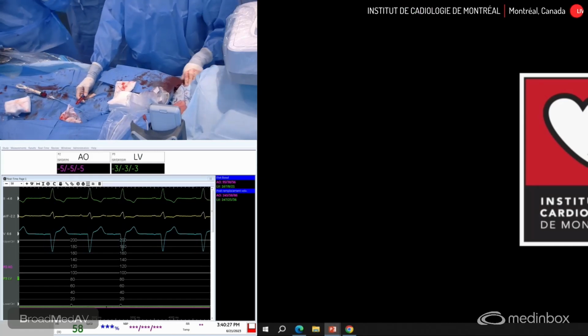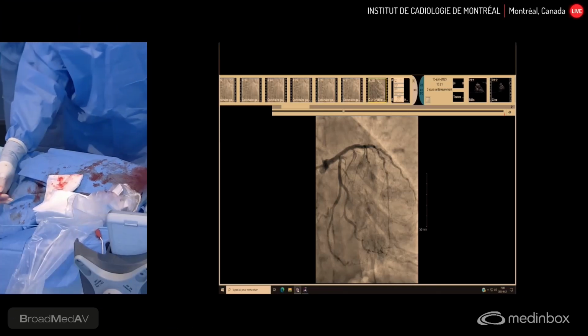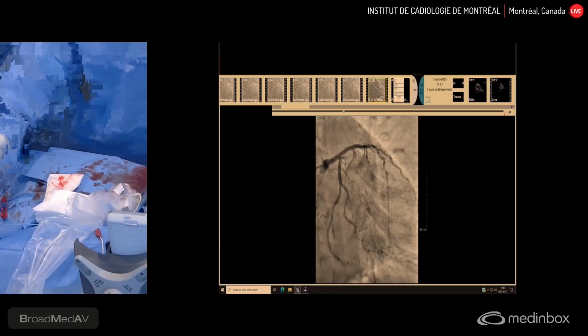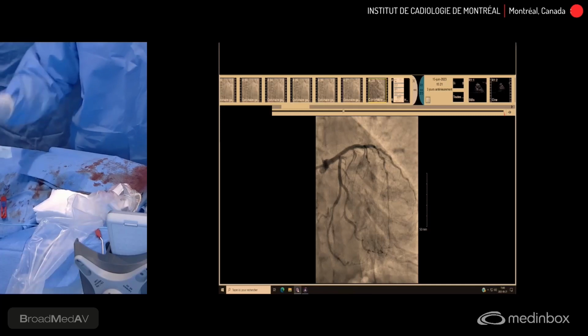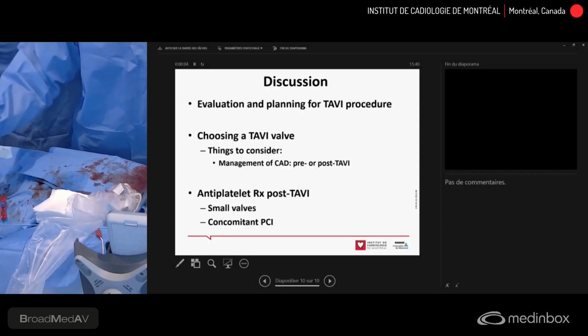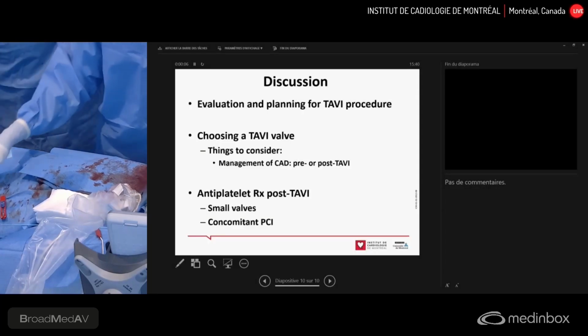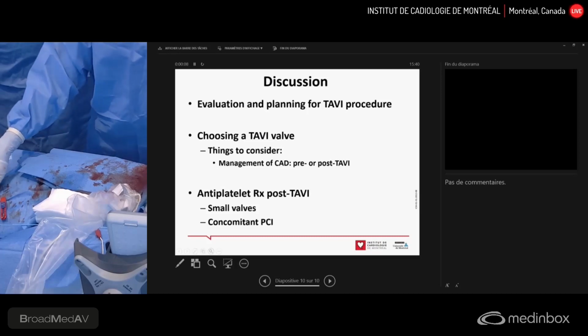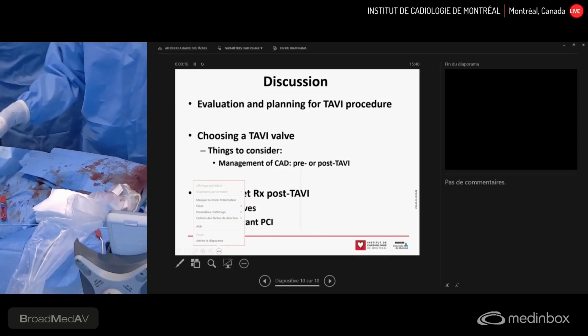So, Raul, any final comments on management of a patient who requires angioplasty with aortic stenosis? We talk about choosing a TAVI device. We talked about this already. Things to consider: management of coronary artery disease. Maybe Raul, you and Walid can talk a little bit about your approach to antiplatelet management. So how do you manage antiplatelet therapy in these patients while Ahmad and I deal with the other side?